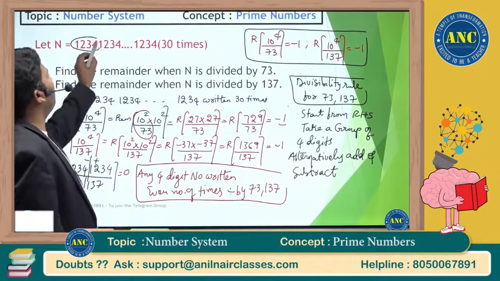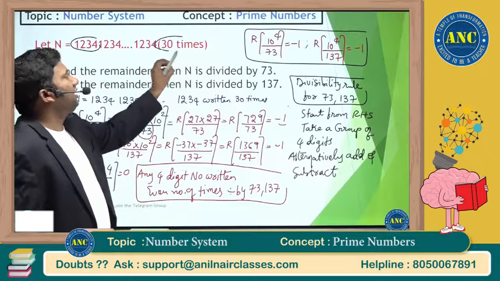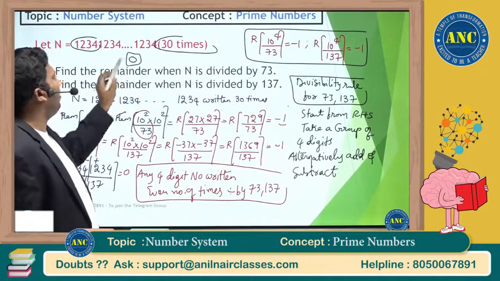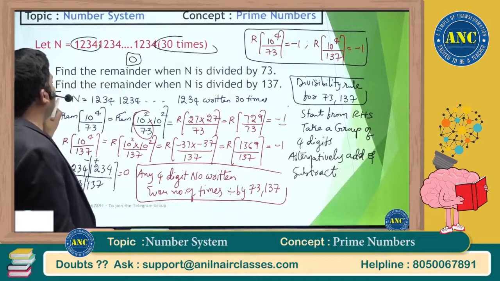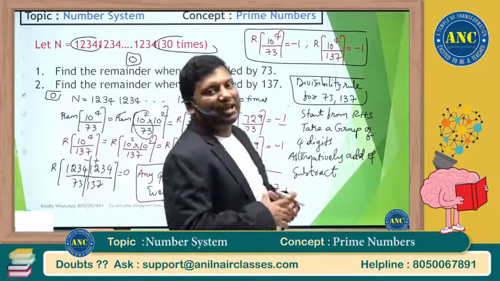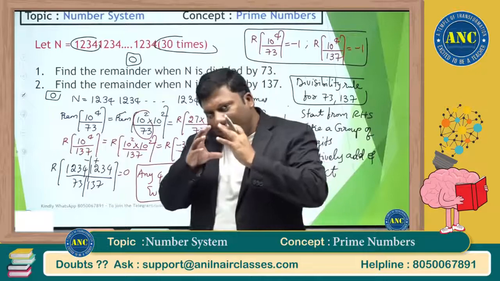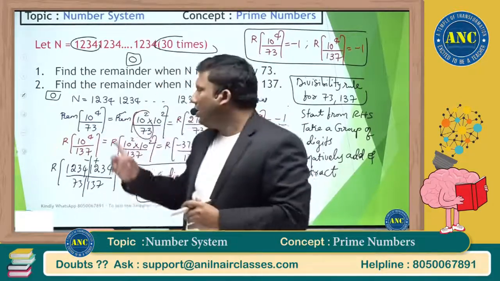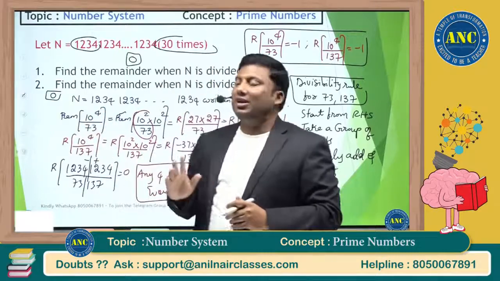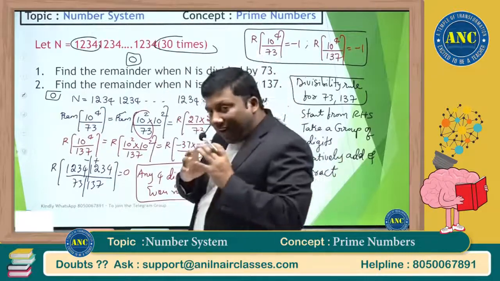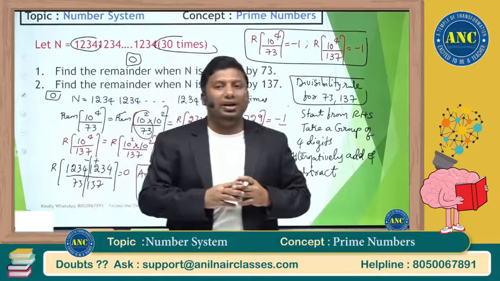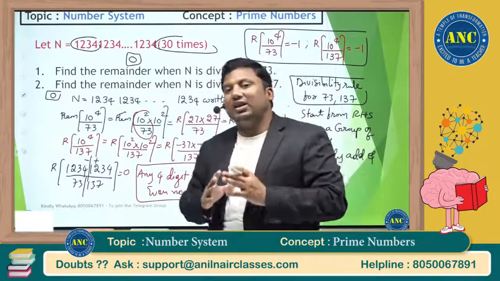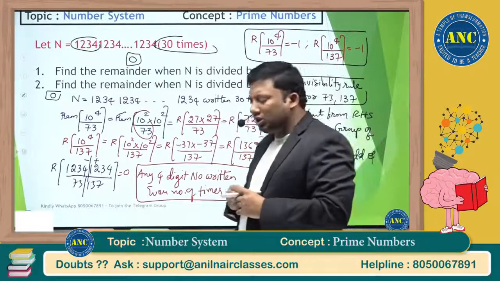1234 is a 4-digit number written an even number of times. So the answer for the first question is 0, and the answer for the second question is also 0. Whenever you see a 4-digit number getting repeated, check with 10 power 4. If a 5-digit number is getting repeated, check for 10 power 5. Very beautiful questions.